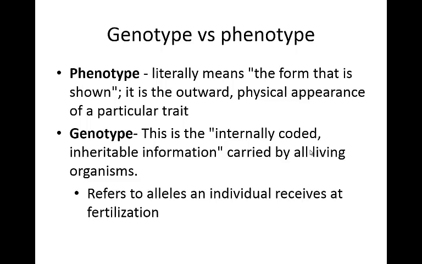The first is phenotype. Phenotype literally means the form that is shown. It is the outward physical appearance of a particular trait. Now there are some things where you might not be able to see it, things like blood type, but it's the outward expression of a particular gene. Okay? The genotype is literally the sequence of DNA that's carried by all living organisms. It's the internally coded inheritable information. And so what this is going to refer to is the alleles that an individual receives at fertilization.